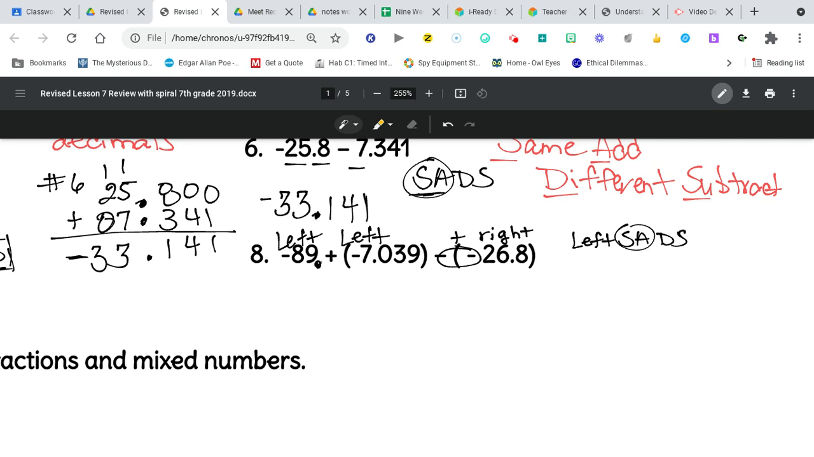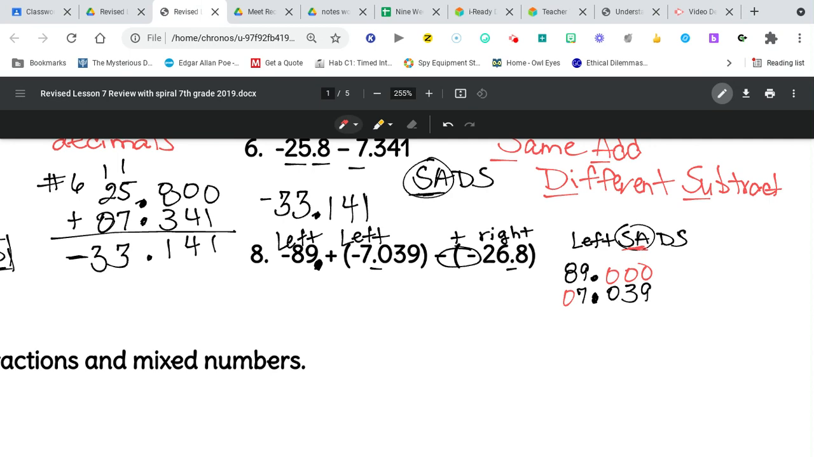So if you don't see a decimal in a number, it's at the very end. I have to put it because I have a decimal here and a decimal there. So I have to put a decimal in 89. So I'm just going to stack them. 89 and then 7039. That's after the decimal. And then I'm going to fill in my empty spaces with zeros.